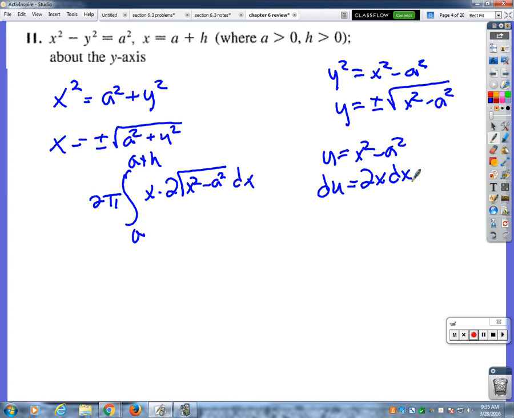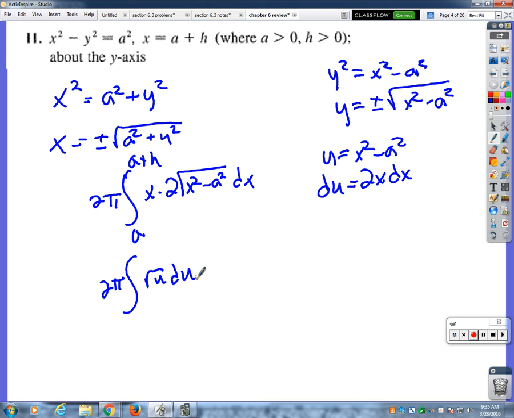And how cool is that? That we have a 2x and a dx right there. What a clinky dink. So this then becomes 2 pi times the integral of the square root of u du.